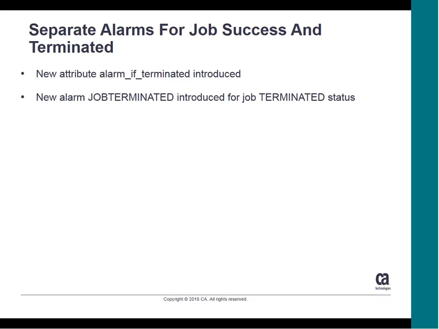We have introduced a new attribute called alarm if terminated. Essentially, this is modeled after the attribute alarm if fail. Now, if a job is terminated, then there is a new alarm sent called job terminated. By default, this attribute value is set to 1, like it is for alarm if fail. But if you are upgrading the product and some of the jobs have alarm if fail set to 0, then alarm if terminated will be set to 0 as well. It essentially copies whatever value has been set to alarm if fail and uses that during the upgrade.